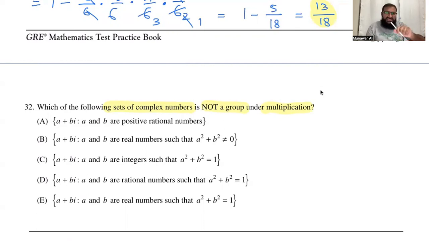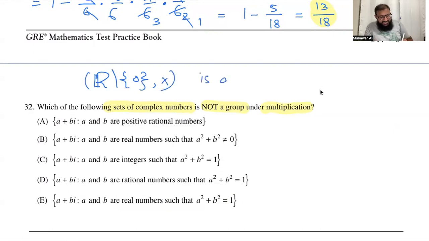So then it's not a group. You know very well from group theory that the set of real numbers or the set of complex numbers is not a group under multiplication. But if I just take out 0, then it's a group under, let's say, ordinary multiplication.